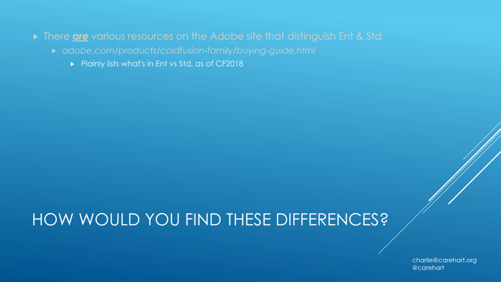That particular one plainly lists what's in enterprise versus standard as of CF 2018. So if you wanted something to back up what I've said, or to show to somebody without having to watch a whole talk, point them to that URL. It's mostly accurate. I've found some inconsistencies, and we'll talk about that in a moment.